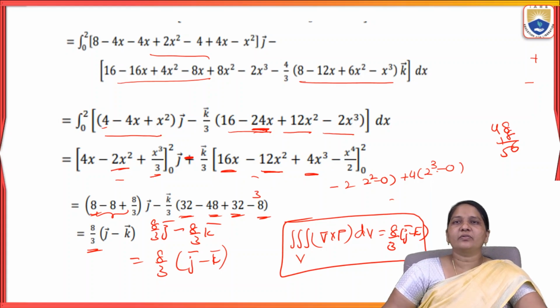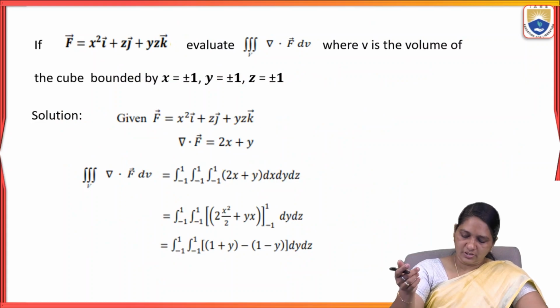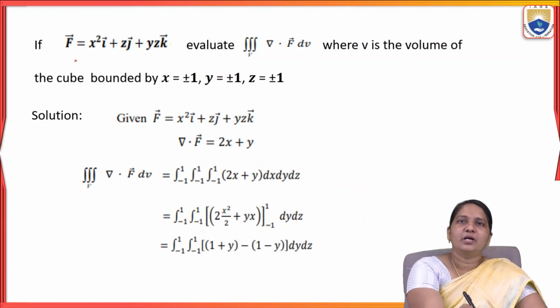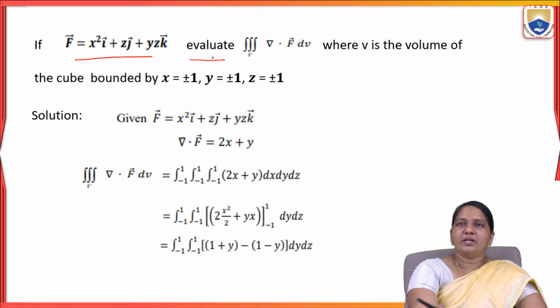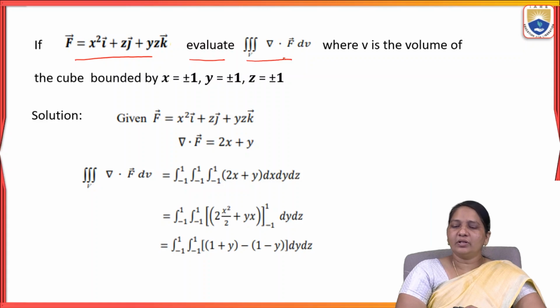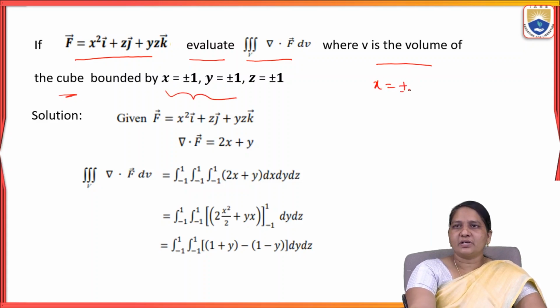I hope you understand the first problem. I am moving to the second problem. You can observe here, if f is equal to x square i plus zj plus yz k. Evaluate what we have to evaluate: triple integral over v of del dot f dv, where v is the volume of the cube bounded by x equal to plus or minus 1, y equal to plus or minus 1 and z equal to plus or minus 1.